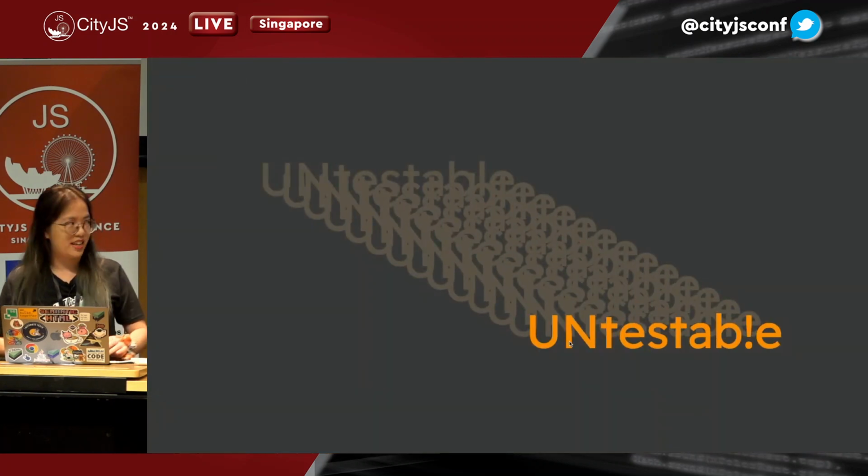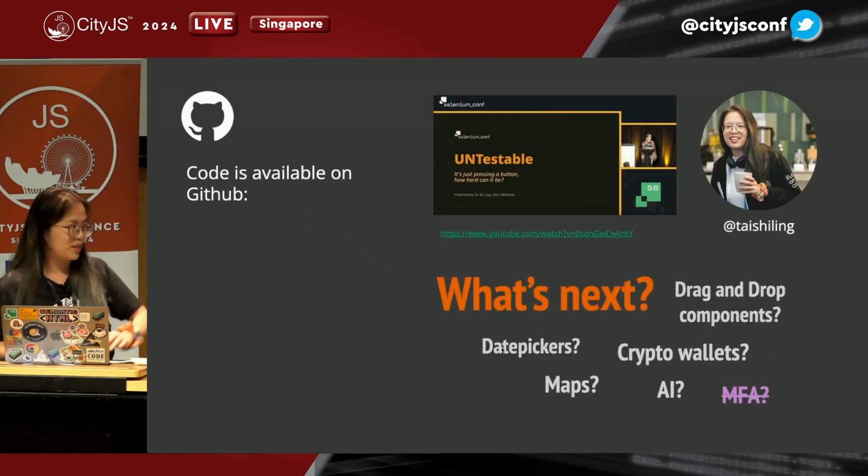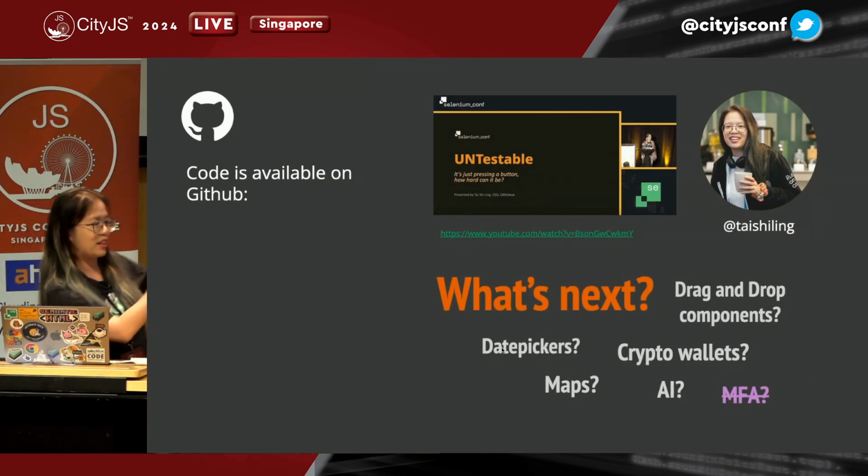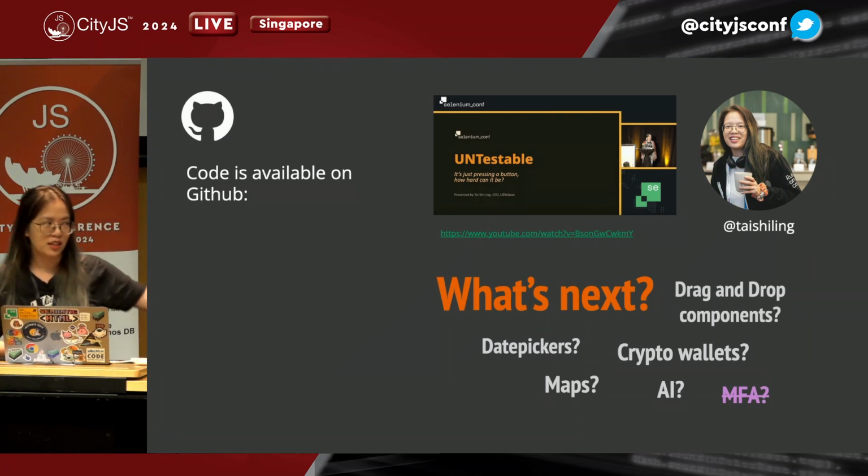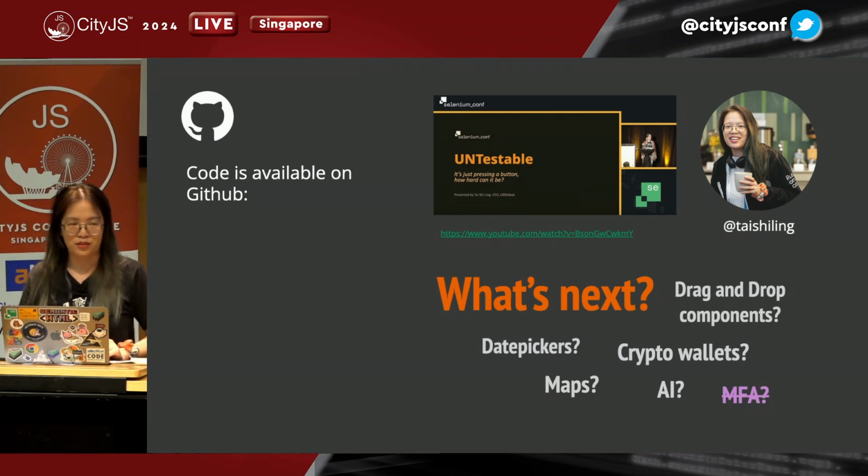Okay, so that's how to test email, SMS in theory, and time-based OTP. If you have any more untestable things you want me to test in the future CTJS, you can let me know. That's it.